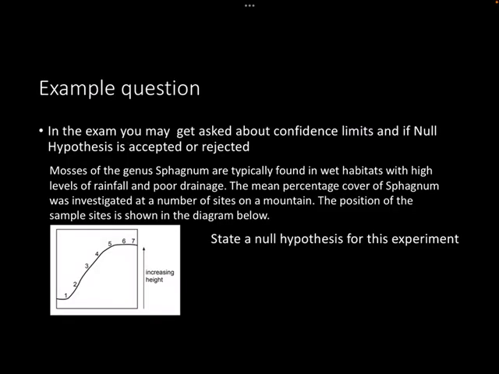So here's an example question. As I said, in the exam you may get asked about confidence limits and if the null hypothesis is accepted or rejected. If we look at this question, mosses of the genus Sphagnum are typically found in wet habitats with high levels of rainfall and poor drainage.